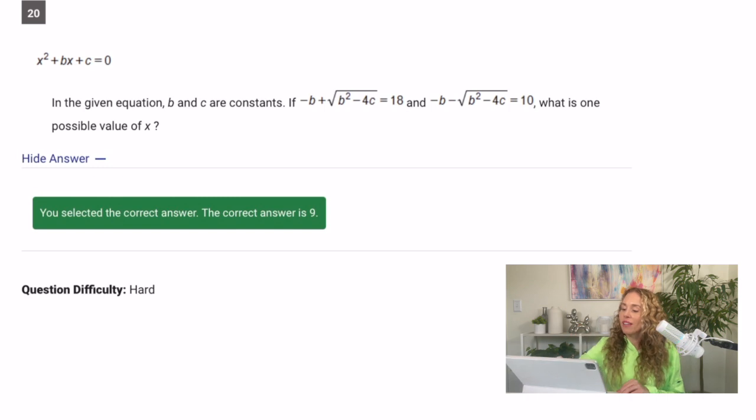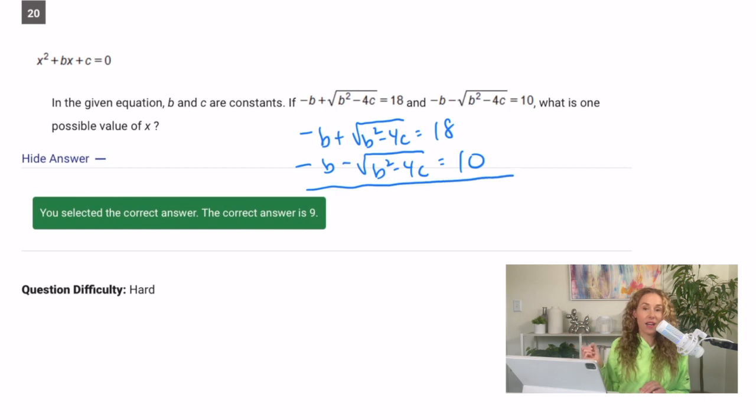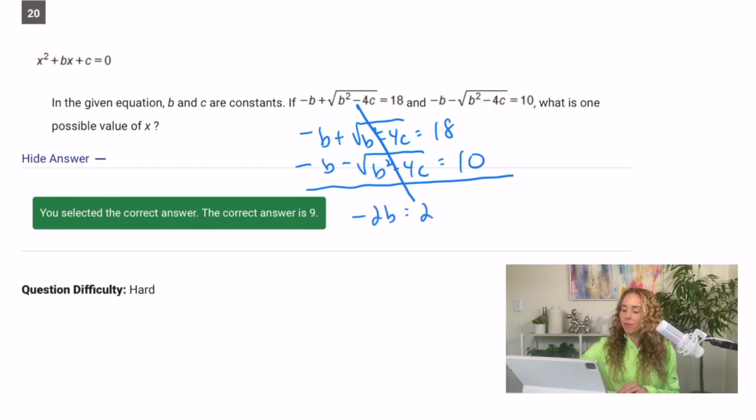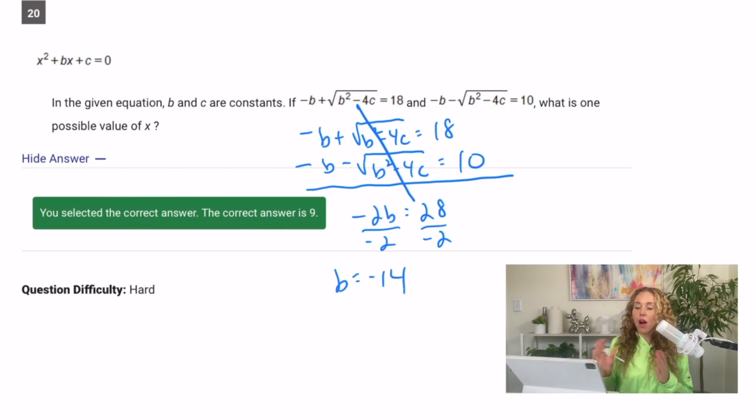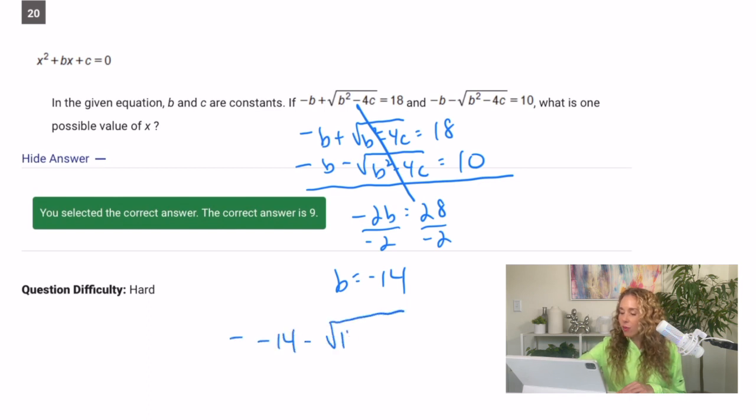So if I line these up, one on top of the other, I just want you guys to see this. If I add these together like it's a system, because it is, those cancel, and I end up with negative 2b equals 28. I'm going to solve for b. That means b is negative 14. Awesome. Well, now I know b is negative 14. I'm going to plug it back into one of those so that I can get c. So I'm going to put it into that second one. So I've got negative negative 14 minus the square root of 14 squared minus 4c equals 10. And I'm going to solve for c.